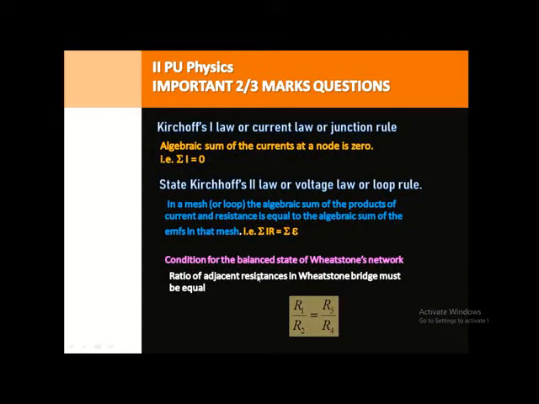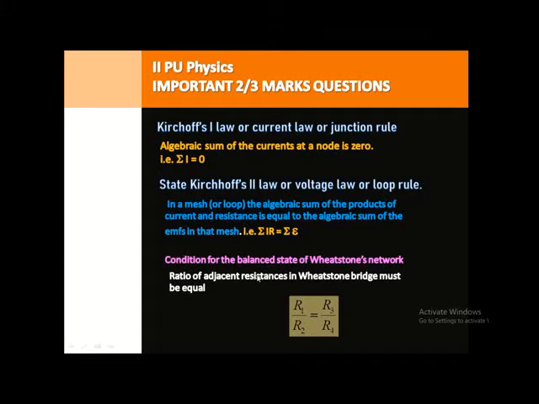Kirchhoff laws of electrical network. There are two laws: Kirchhoff first law or current law or junction rule. The statement is like this: the algebraic sum of currents at a node is 0, or sigma I is equal to 0. Second, state Kirchhoff second law or voltage law or loop rule. The statement is like this: in a mesh or loop, the algebraic sum of products of current and resistance is equal to the algebraic sum of EMFs in that mesh, or sigma IR is equal to sigma E.